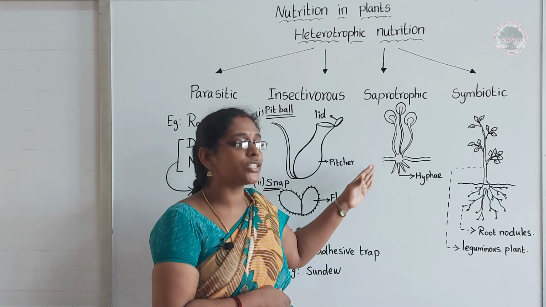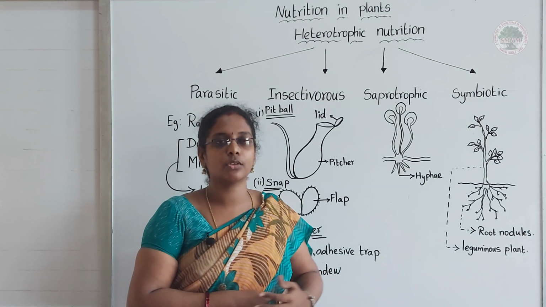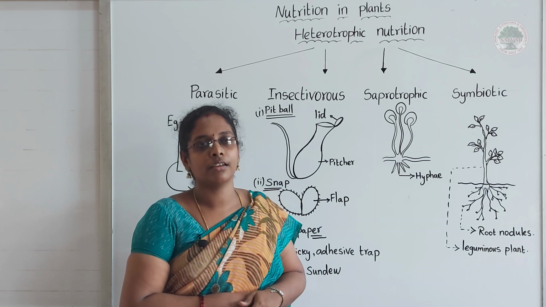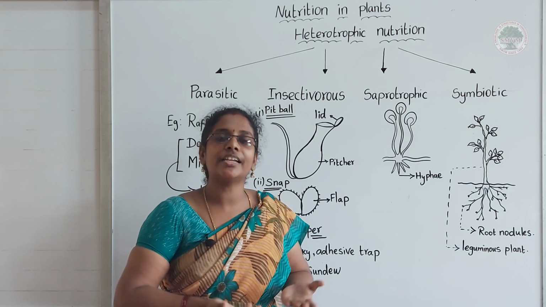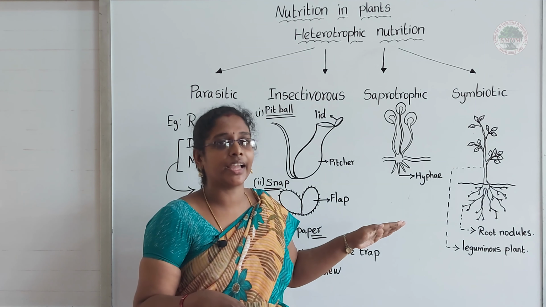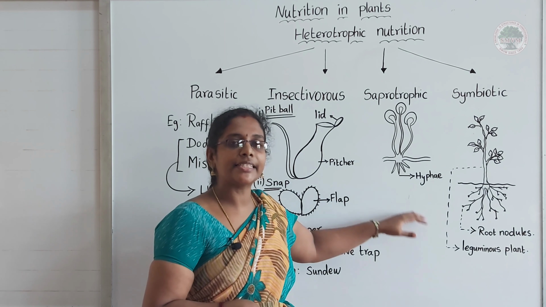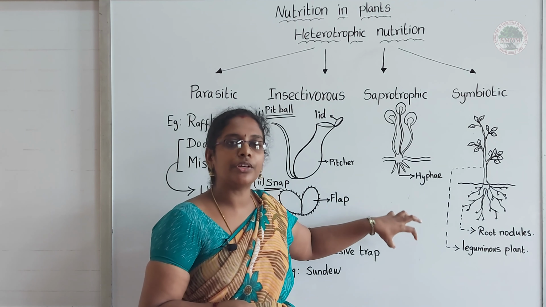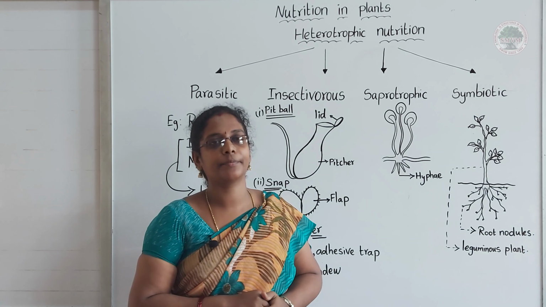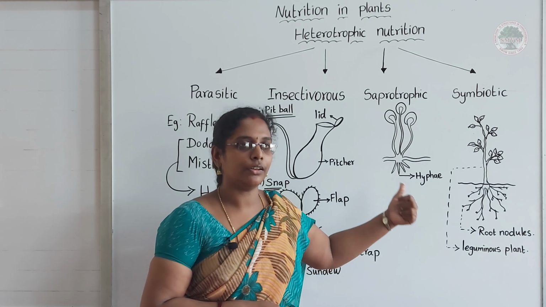So the digestion here happens outside the organism, outside the cell. That's why we call it extracellular digestion. In our body, digestion happens inside, but here it won't happen inside the organism, but outside. After the dead matter gets digested, the important nutrients needed by the organism are absorbed by it. This kind of nutrition is called saprotrophic nutrition.